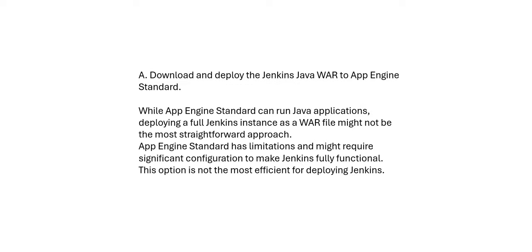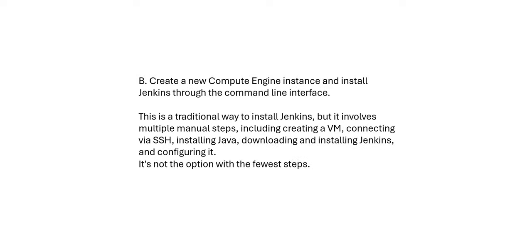Option A, this is not most efficient. It is telling I will download and deploy Jenkins Java WAR to App Engine standard. So App Engine standard can run Java applications. That is no problem with that. But deploying full Jenkins as a WAR file, it is not a good approach. App Engine standard has limitations also. So if you want to make Jenkins fully functional on this, it will have a lot of limitations. So this option is not an efficient one for us.